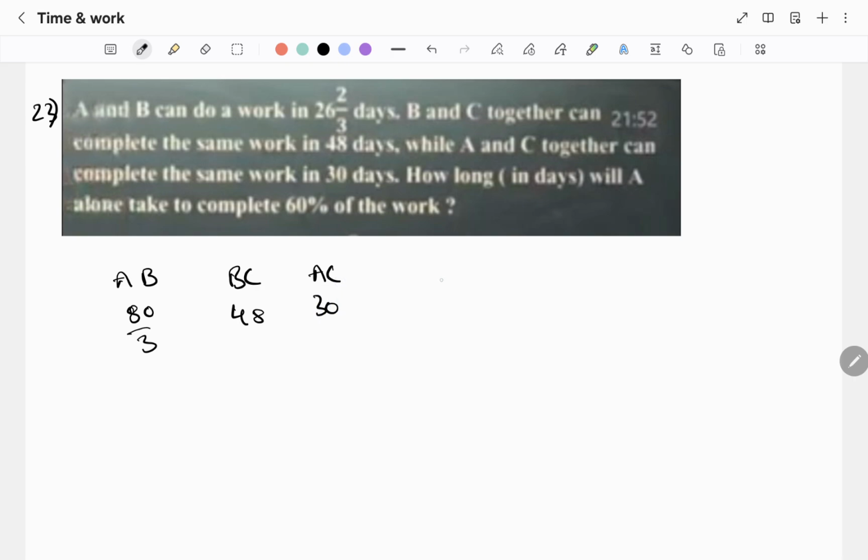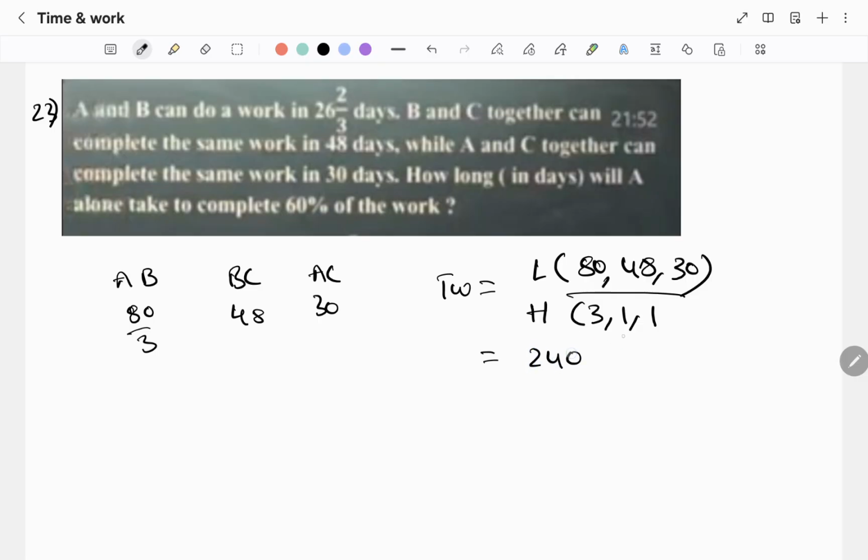So first of all, total work is equal to LCM of these three. Here the fractions are given. LCM of fractions is LCM of numerators by HCF of denominators. Numerator LCM of 80, 48 and 30, and HCF of denominators 3, 1, 1. So total work is 240. HCF of denominators is 1 only.